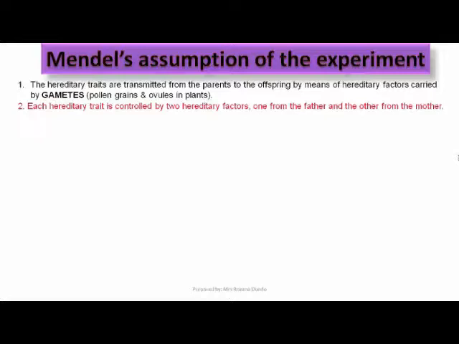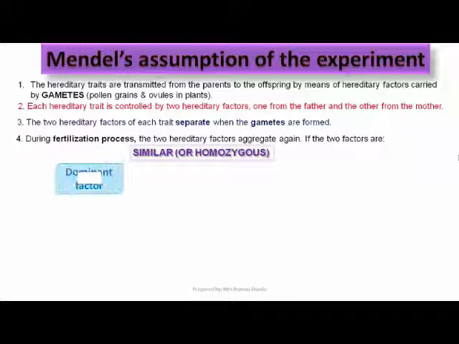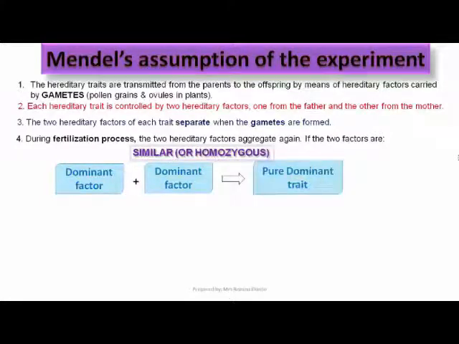Each hereditary trait is controlled by two hereditary factors, one from the father and the other from the mother. The two hereditary factors of each trait separate when the gametes are formed. During the fertilization process, the two hereditary factors aggregate again, if the two factors are similar, or homozygous. The result which we get is that dominant factor plus dominant factor gives a pure dominant trait.